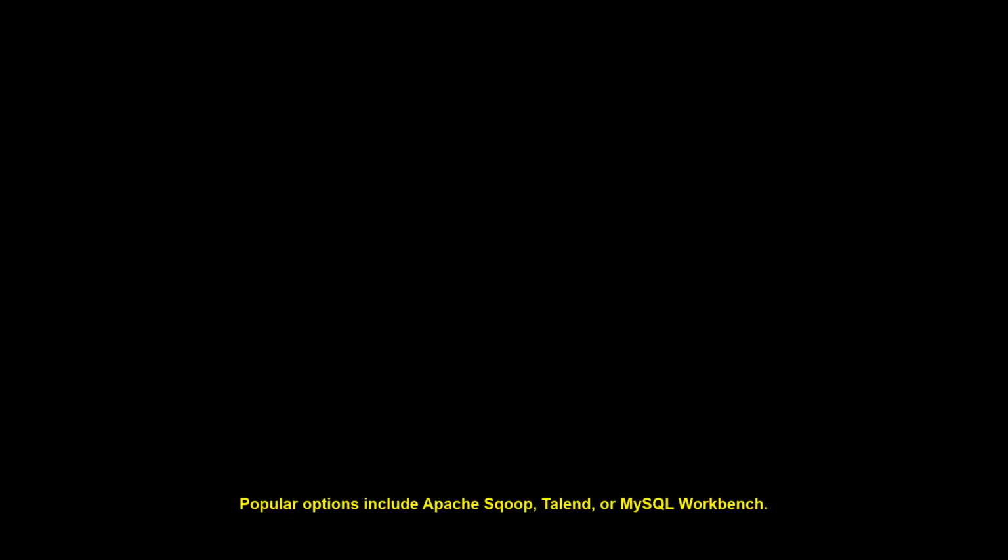Popular options include Apache Sqoop, Talend, or MySQL Workbench. Once you select a tool, download and install it on your system. If you chose MySQL Workbench, open the application and navigate to the Data Migration Wizard. For Apache Sqoop, ensure you have Java and Hadoop installed before proceeding. When using Talend, start a new project and create a job for the migration.